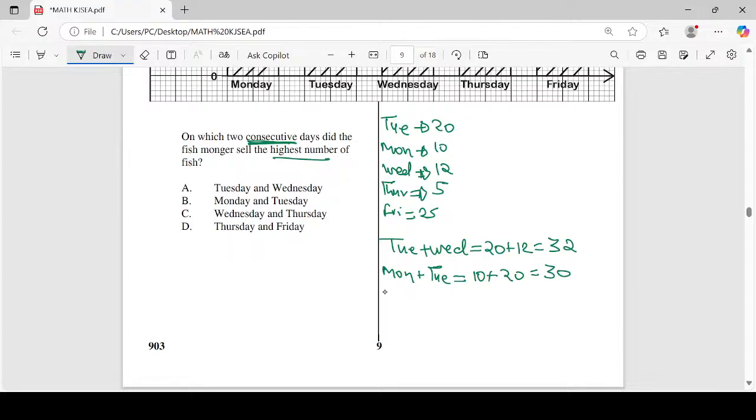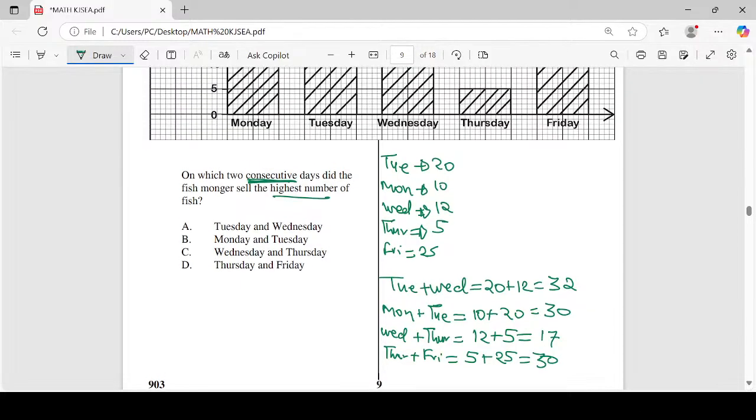When you take Wednesday and Thursday, let's see. Wednesday they had 12. Thursday they had 5. When you add 12 plus 5, that is 17. Let's check on Thursday and Friday. Thursday they had 5. Friday they had 25. That is 30.